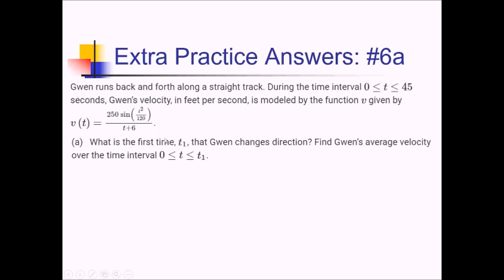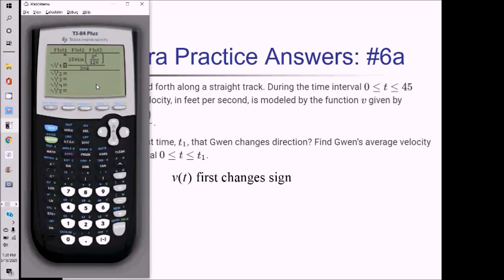Okay, well, to figure out the first time she changes directions, I need to take a look at the v function and see where v of t first changes sign. So for that, let me use the grapher. So I'm in my y equals now. In y1, I've entered the velocity function for Gwen, and boy, was that a doozy. I had to use 2 levels of fancy fraction mode with alpha y equals n over d mode, but we're here now, so I need to graph this thing out.